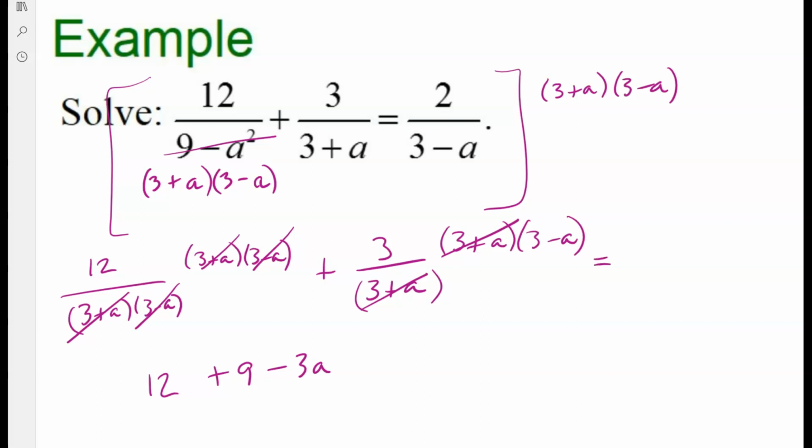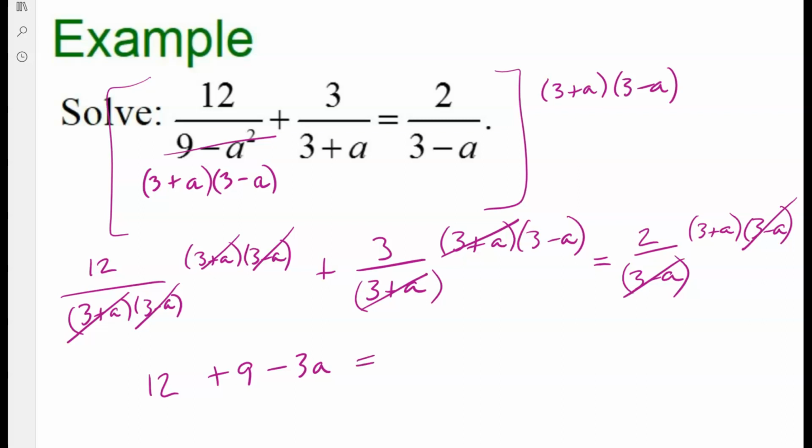And then we're on the other side of the equal sign. 2 over 3 minus a times 3 plus a times 3 minus a. This time the 3 minus a is the common factor on top and bottom. So this is that simplifying process that we were doing when we were multiplying rational expressions earlier in the unit. It helps us to solve equations now. So there's our factor of 1. We're left with 2 times the group 3 plus a.